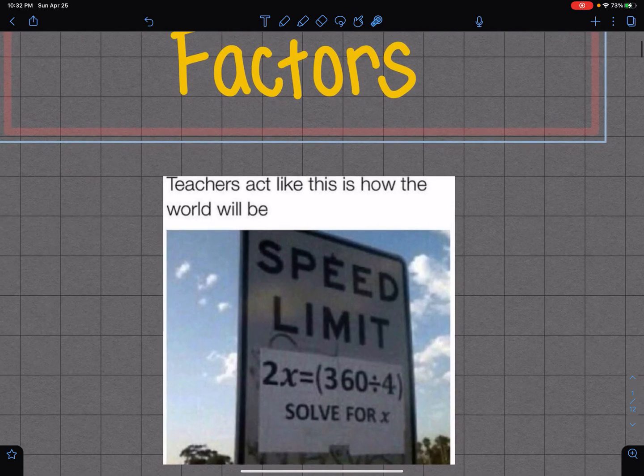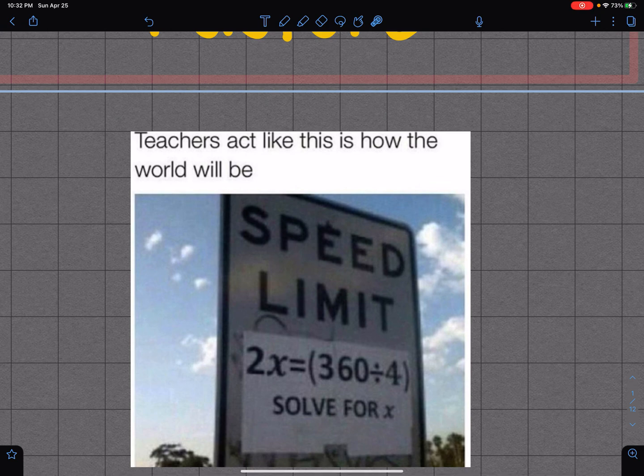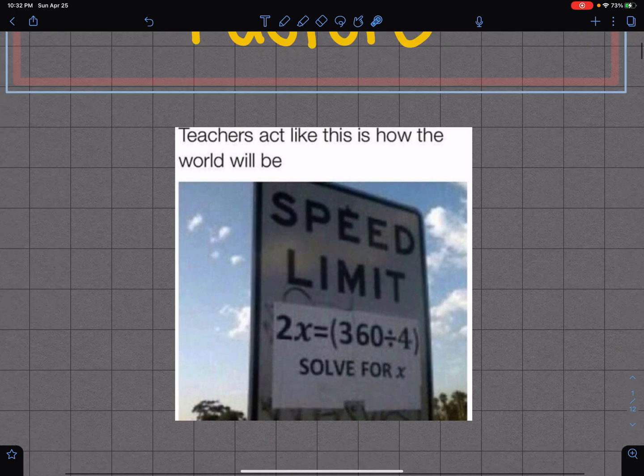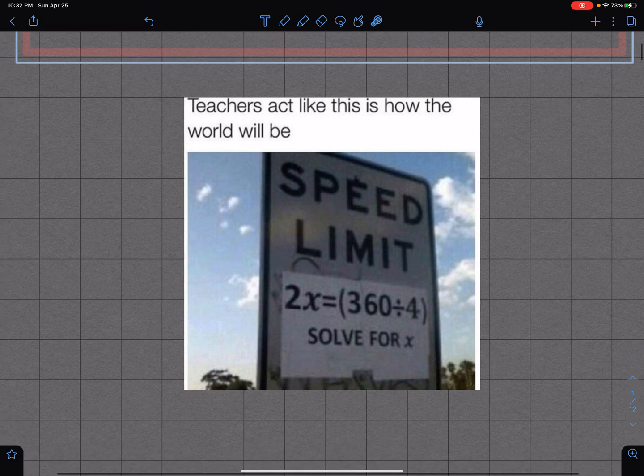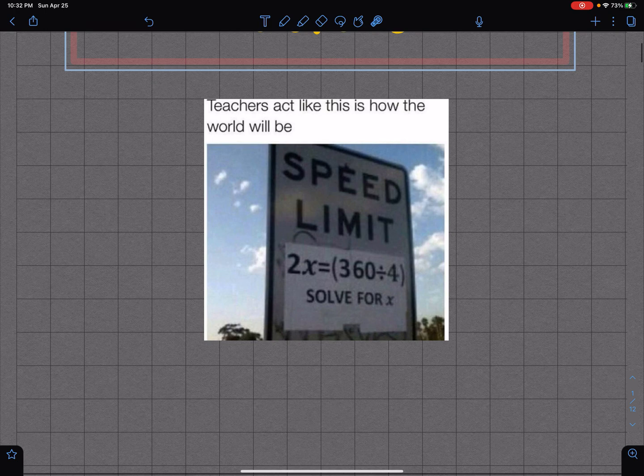Well, let's look at this comic. Teachers act like this is how the world will be. Speed limit 2x equals 360 divided by 4, solve for x. Good one, huh? Actually, we would be able to solve that problem after today's lesson. That is going to be super easy for us to solve. So let's see if we can figure it out by the end of the lesson, because I think you're going to learn how to do something like that. The speed limit signs are not going to be like that, but there is use for this in the future.